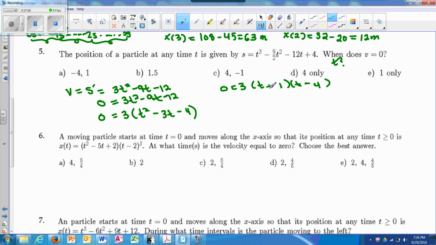Okay, for number 3, a projectile starts at time 0 and moves along the x-axis, so this position for only positive times is given. What is the velocity of the particle at t equals 0? Well, velocity at any time is the derivative of position, which is 3t squared minus 12t plus 9. So the velocity at time 0, I'm going to substitute 0 in for all the t's, and I'm simply going to get 9.